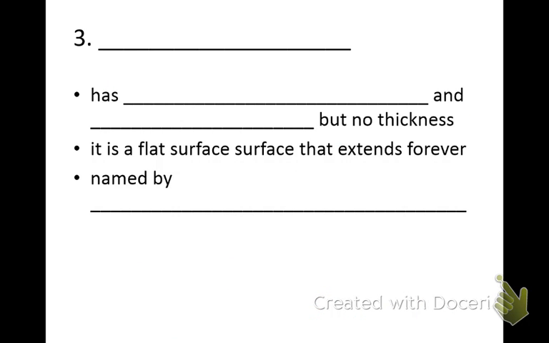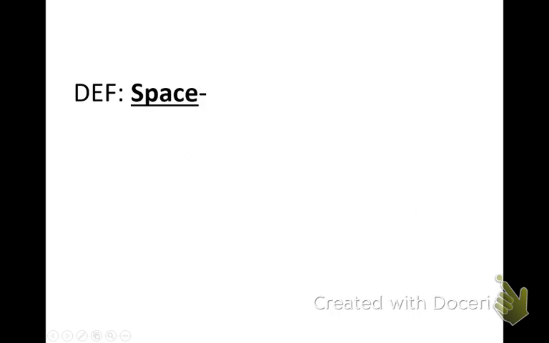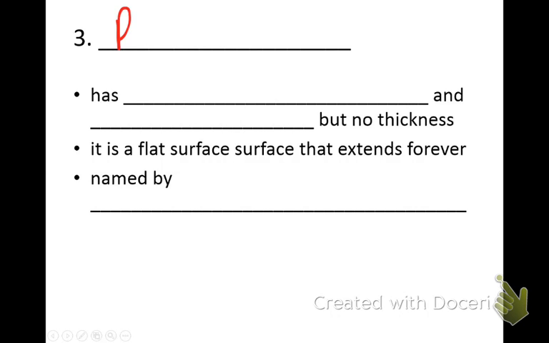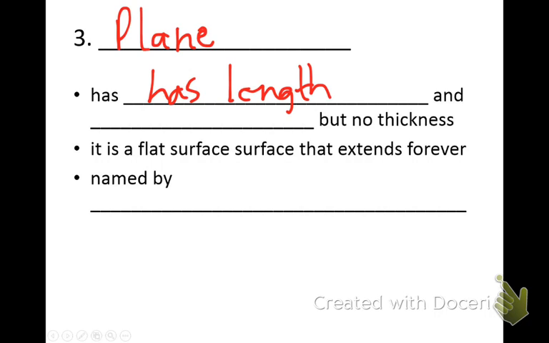The third undefined term is plane. A plane has length and width, but no thickness. Can somebody give me an example of a plane in this room? Or part of a plane. A plane, it says here, is a flat surface that extends forever. Well, in this room there's nothing that extends forever because we have boundaries, but what would part of a plane be in this room? Nina?